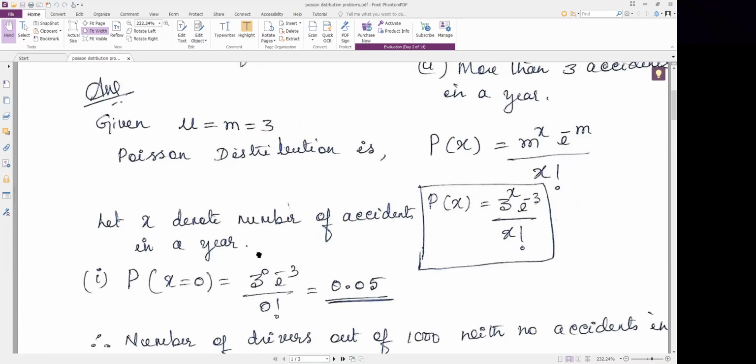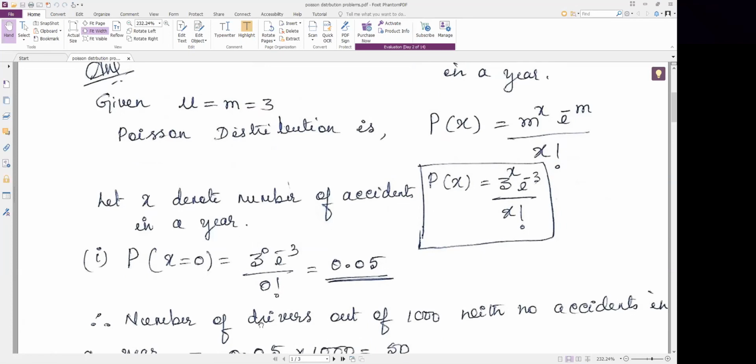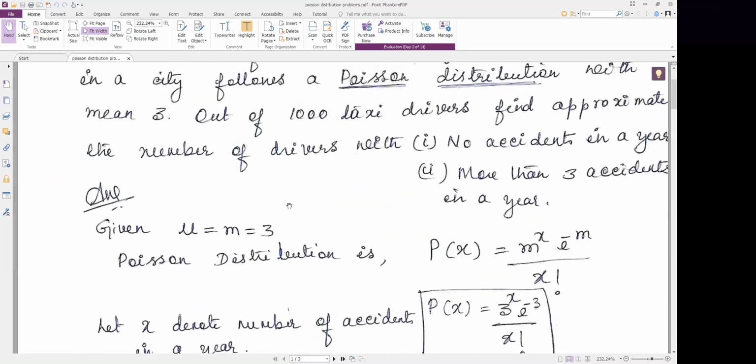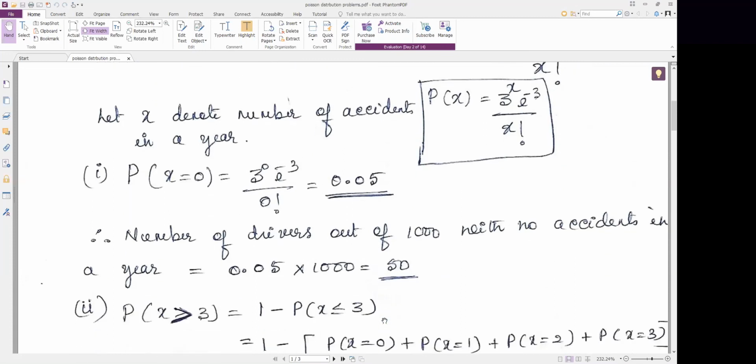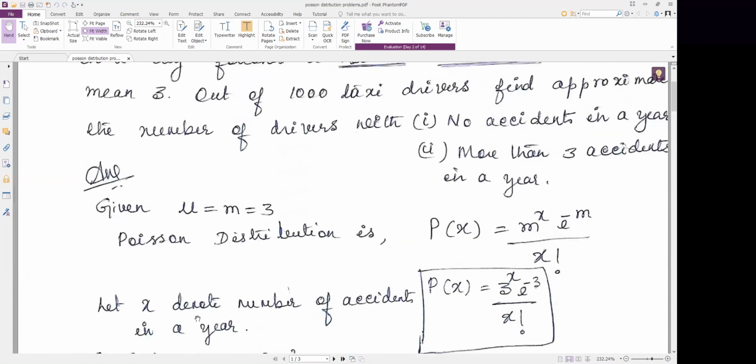But while writing in the notes, you write down the procedure: 3 power 0 e power minus 3 divided by 0 factorial. So for the number of drivers out of 1000, we have considered only one driver. So we need how many? Out of how many taxi drivers? 1000. So multiply the answer with 1000. That gives you, out of 1000 drivers with no accidents, how many drivers? 50 drivers.